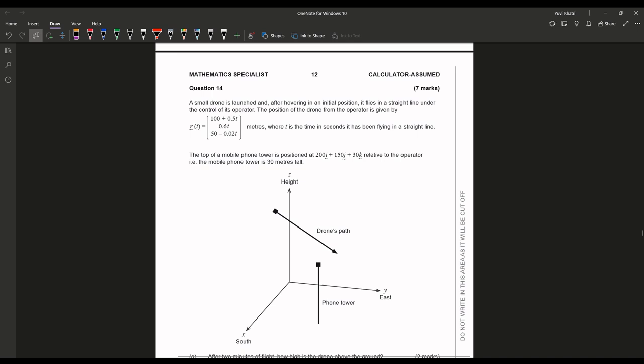Now we're up to question 14. A small drone is launched, and after hovering in an initial position, it flies in a straight line under the control of the operator. The position of the drone from the operator is given by this vector equation right here, where t is the time in seconds it has been flying in a straight line. The top of a mobile phone tower is positioned at these coordinates right here. That's 200, 150, 30. That's the phone tower right there, relative to the operator, and the mobile phone tower is 30 meters tall. We know that from the z value right here.